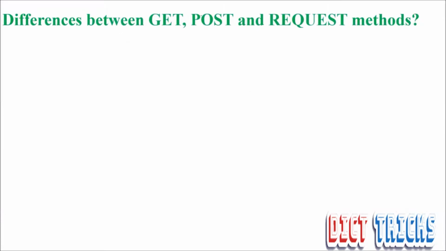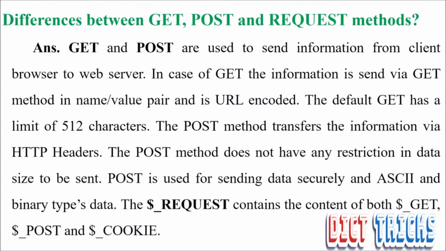What are the differences between get, post, and request methods? This is a most often asked question. Get and post both are used to send information from the client browser to the web server. In case of get, the information is sent via the get method in name-value pairs, and it is URL encoded. That means you will see the actual data in the browser's address bar, whatever you are sending. The default limit is around 512 characters.